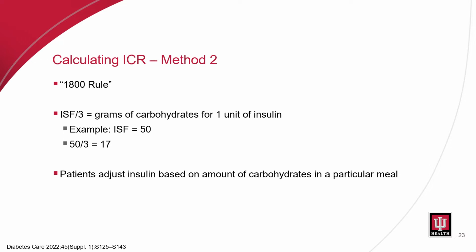Then they would give themselves 3 total units of insulin, 2 to cover their carbs and 1 because of their ISF. Again, the higher the carbohydrate ratio, the smaller the amount of insulin that will be needed to cover each carb, which is similar to the ISF value.